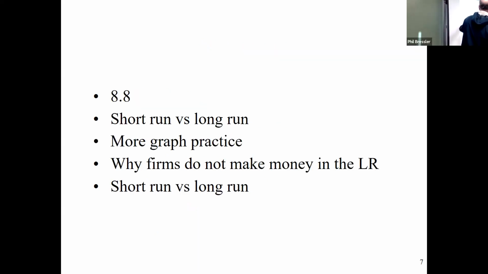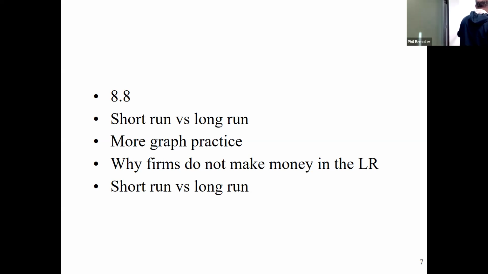All right, short versus long run. People seem confused. I think you need to know that in the short run, you could be making or losing money. In the long run, you cannot make profit. That's all I'd like to hear. More graph practice, we'll try to practice some more next week. Even in that multiple choice, I tried to give you some graph practice.